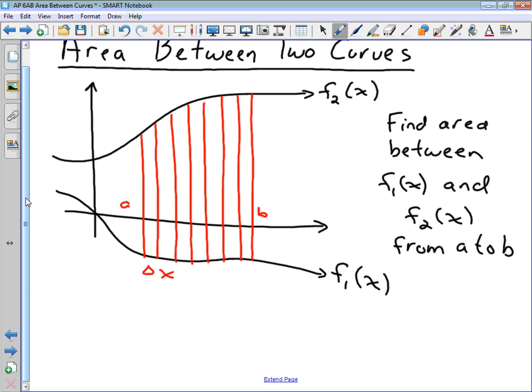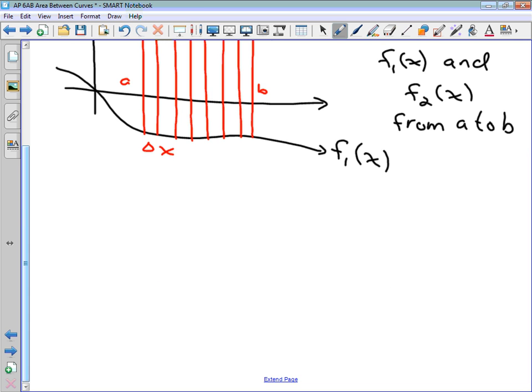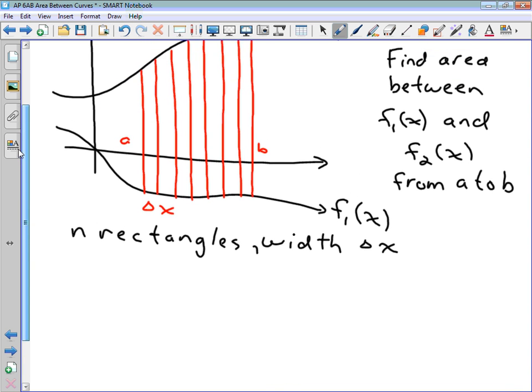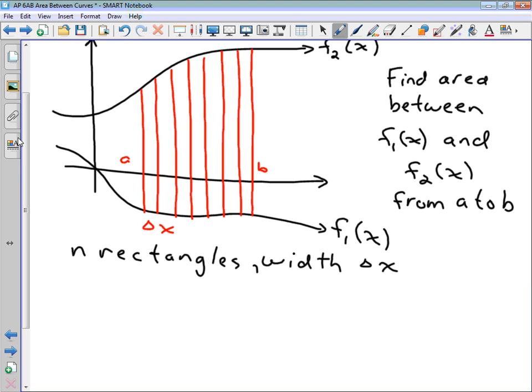If we wanted to calculate the area of one of these things, so we've got n rectangles of width delta x, what is going to be the height of one of these rectangles? Well, it's going to be given by the particular value of function 1 and function 2, basically the difference between them. So the height of each one, in this case, is going to be the value of f2, basically the top of the rectangle, minus the value of f1, essentially the bottom. Take the top, subtract the bottom. Okay.